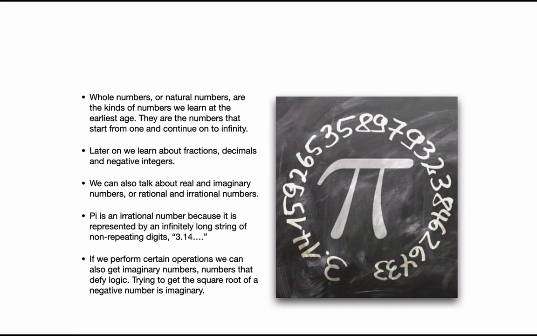Whole numbers, or natural numbers, are the kinds of numbers we learn at the earliest age. They are the numbers that start from 1 and continue on to infinity. Later on we learn about fractions, decimals, and negative integers. We can also talk about real and imaginary numbers, or rational and irrational numbers. Pi is an irrational number because it is represented by an infinitely long string of non-repeating digits, 3.14. If we perform certain operations we can also get imaginary numbers that defy logic. Trying to get the square root of a negative number is imaginary.